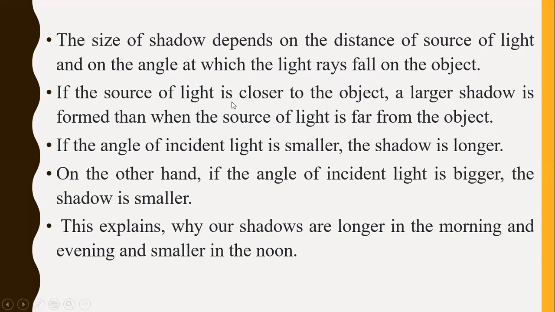Same goes with the angle of incidence. The light ray which is falling is known as incident light. So if the angle of the incident light is small, the shadow will be longer, and if the angle of the incident light is bigger, then the shadow will be smaller. That's why shadows are longer in the morning and evening and smaller at noon. You have seen that when the sun is at the top, in the afternoon, your shadow is round in shape, it's not long, right?